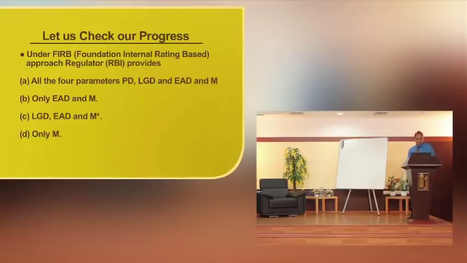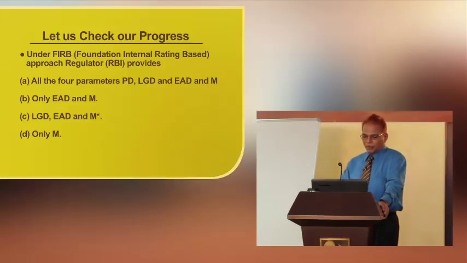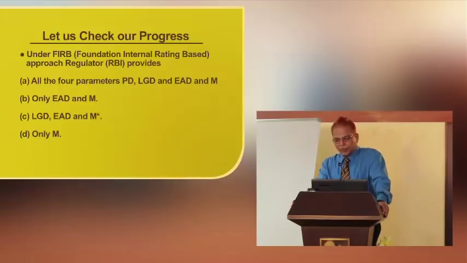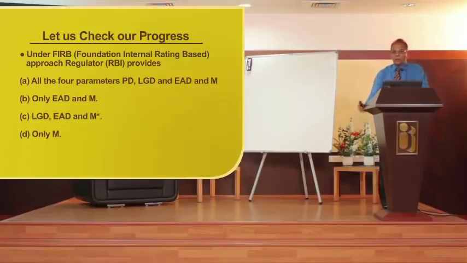Under FIRB, Foundation Internal Rating Based Approach, for computation of credit risk capital, the regulator, that's basically the RBI, provides which of the four parameters: probability of default, loss given default, exposure at default and maturity? Only EAD and M, only LGD, EAD and maturity, or only M. We know that in the FIRB, banks have to compute the probability of default themselves. All other risk parameters are provided by the RBI, so the correct answer is C.